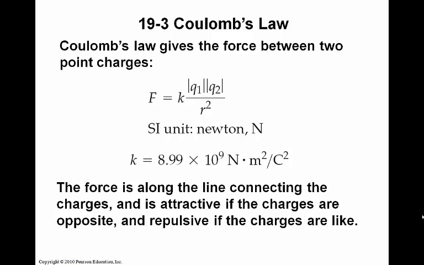Coulomb's constant k is 8.99 times 10 to the 9 newton meters squared per coulomb squared. The force is along a line connecting the charges, and it will be attractive if the charges are opposite, a negative number, and repulsive if the charges are alike, a positive number.